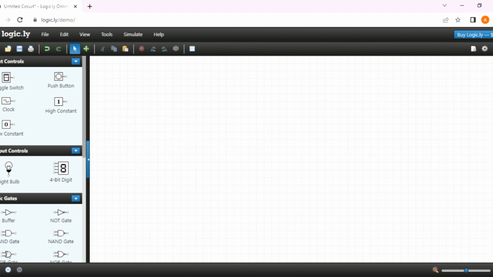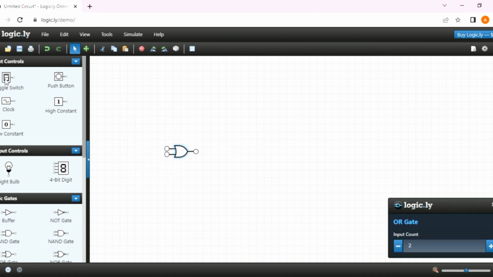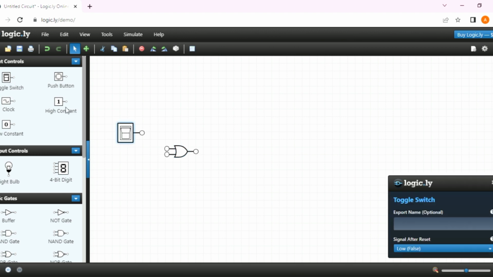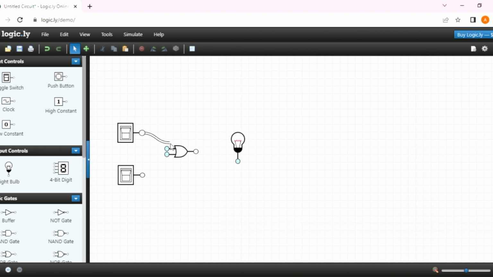Next, the OR gate. Two inputs and one output. Connecting the input and output. The expression of the OR gate is A plus B.